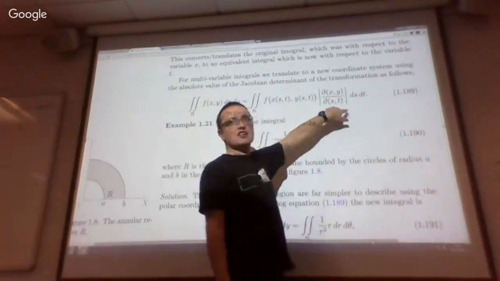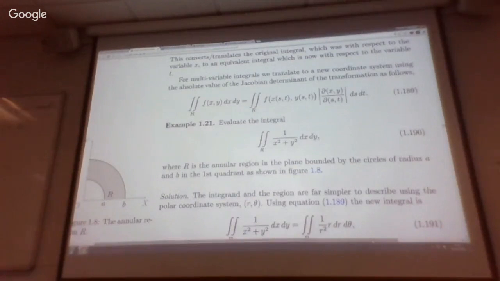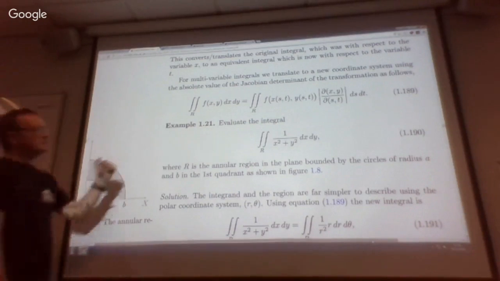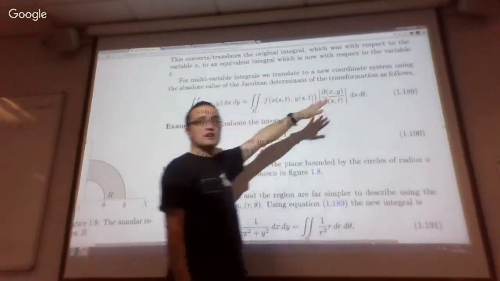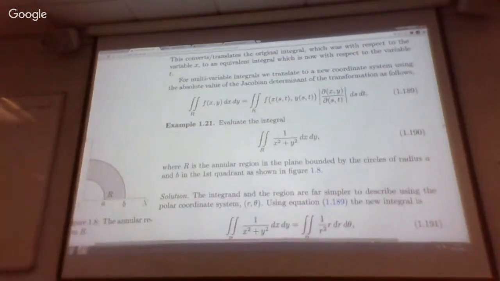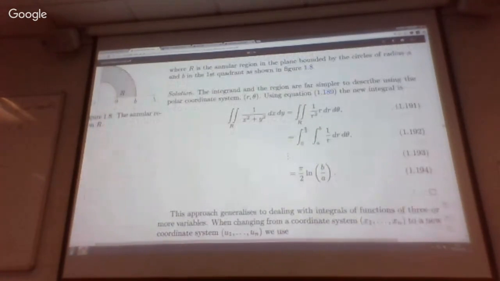This extra factor comes in to compensate for the different ways that different coordinate systems handle sizes of areas, okay? This extra factor is the absolute value of the determinant of the Jacobian matrix of the transformation from one coordinate system to the other. Okay, so this is still just a recap of last time. We worked through this example, 1.21, last time.